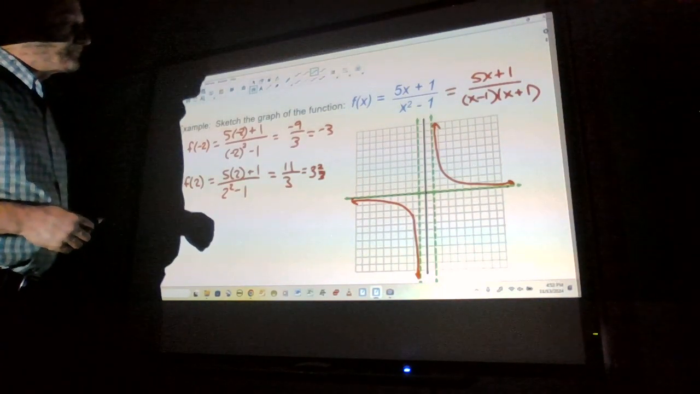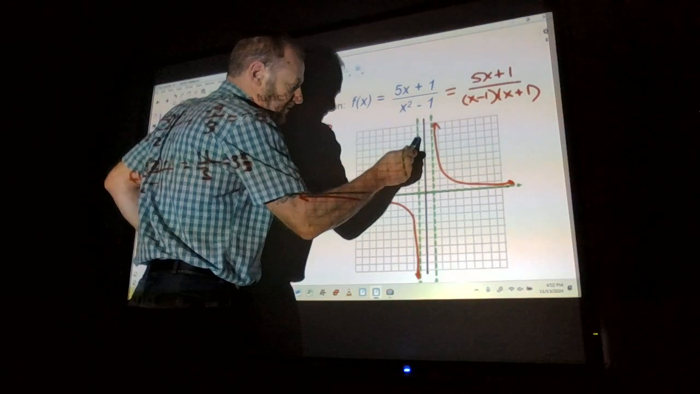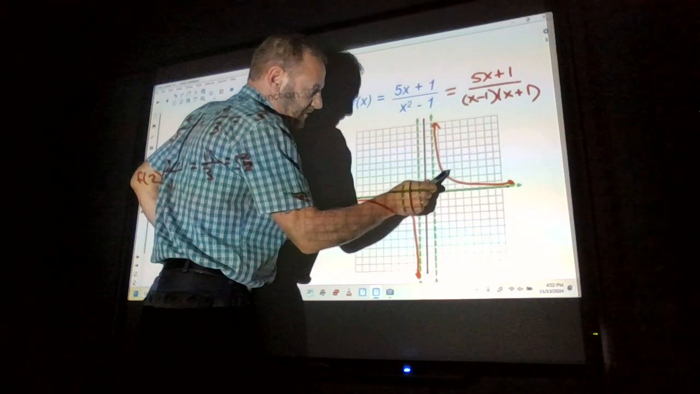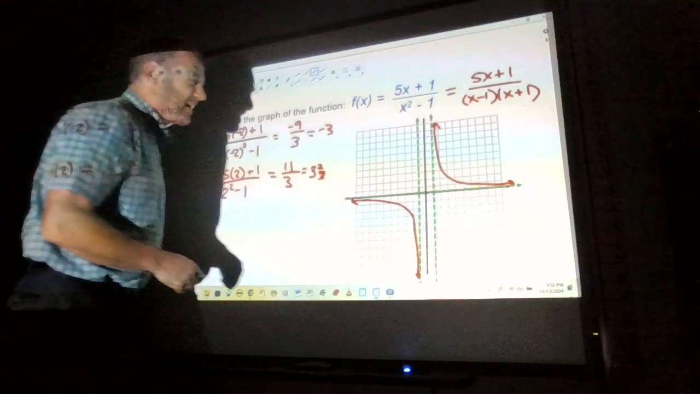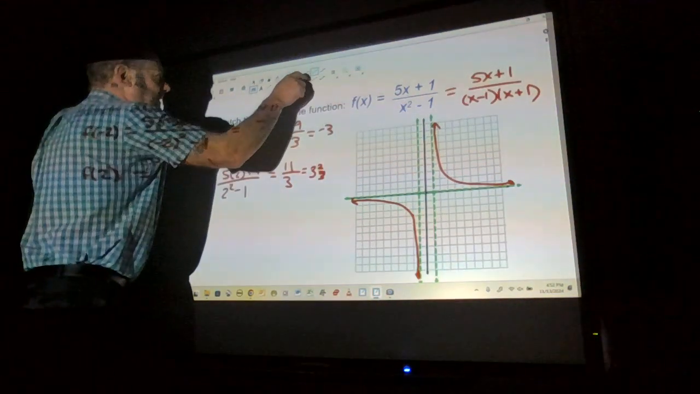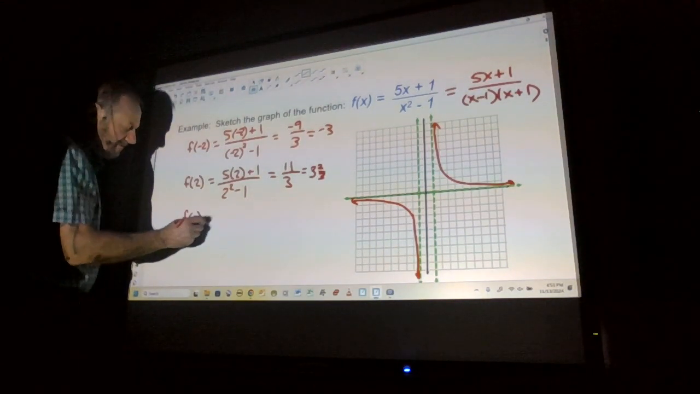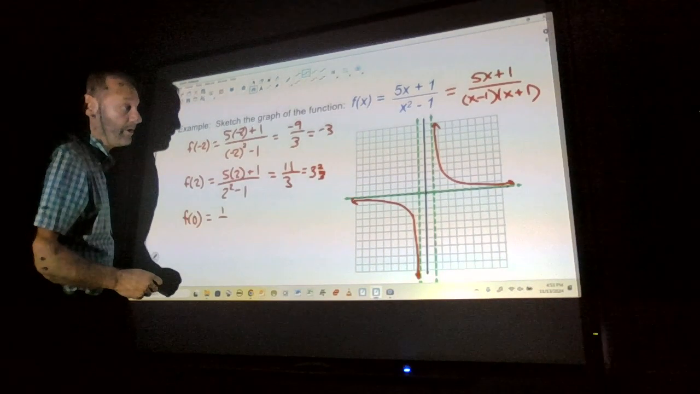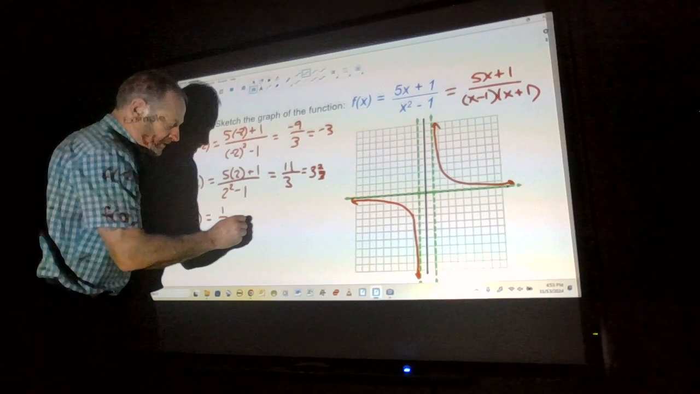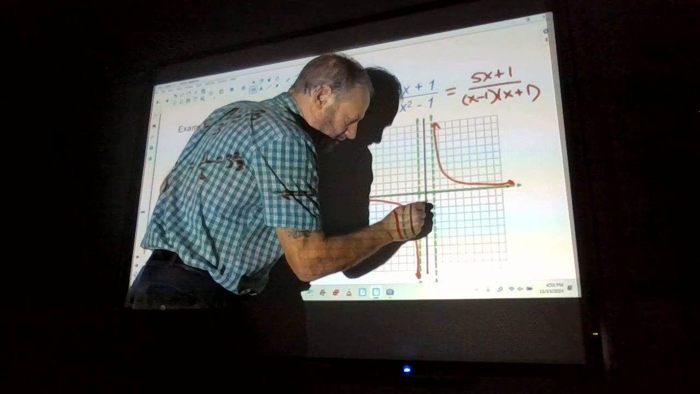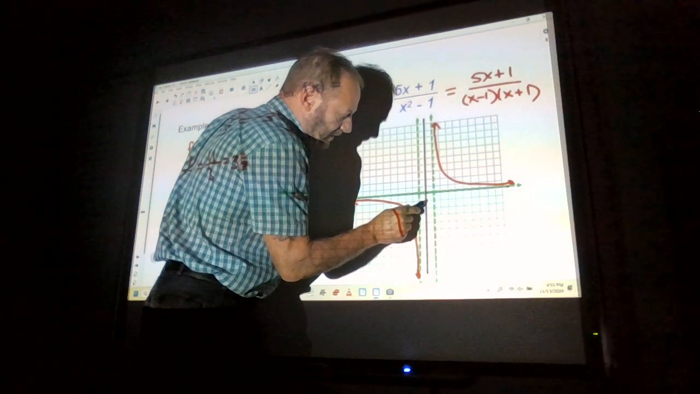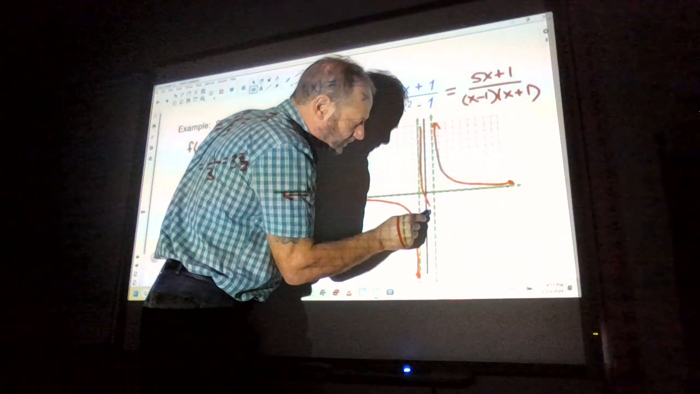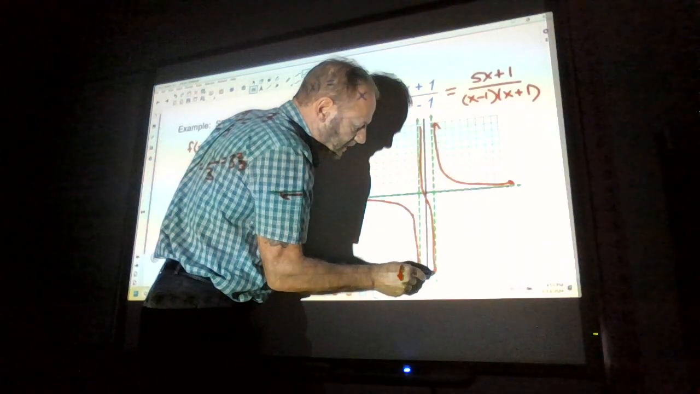So what I know is this thing is going to look something like this. It went down on this side, so on this side it's going to go up this way. And this one went up on this side, so it's going to go down this way. I just have to find out where it does it. So I'm going to try f of 0. That's going to be 1 over -1, which is -1, so that's going to be right here. And this thing's going to come down here like this, go through there, and go like that.